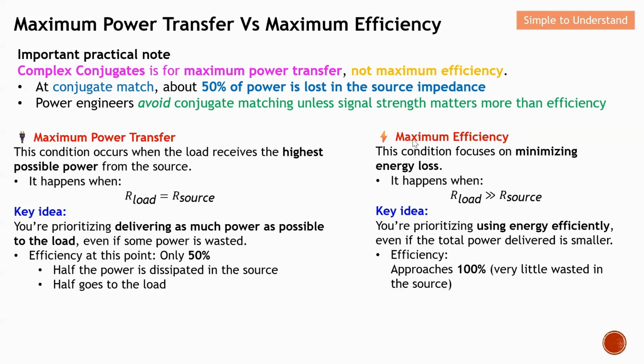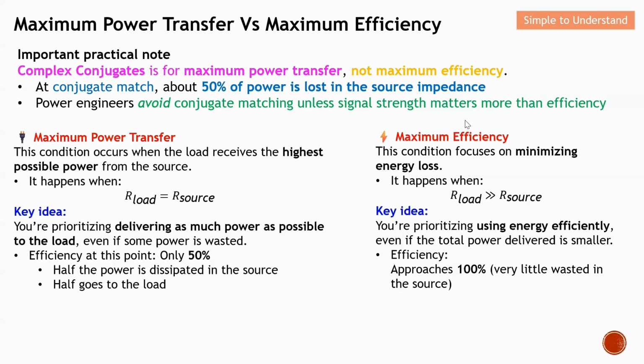Let's take a look at this further to understand maximum power transfer and maximum efficiency. Maximum power transfer occurs when the load receives the highest possible power from the source. This will only happen when the load becomes the complex conjugate of the source, which means that the imaginary numbers cancel each other, while the real numbers, which are the resistances, must be the same for the load and the source.